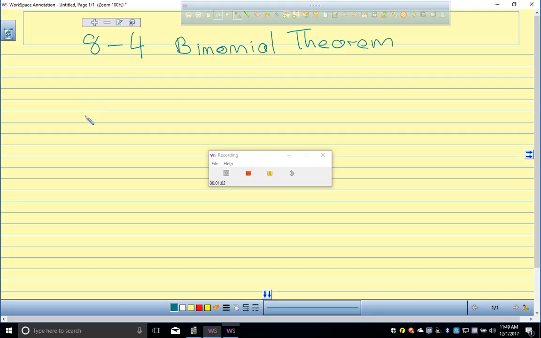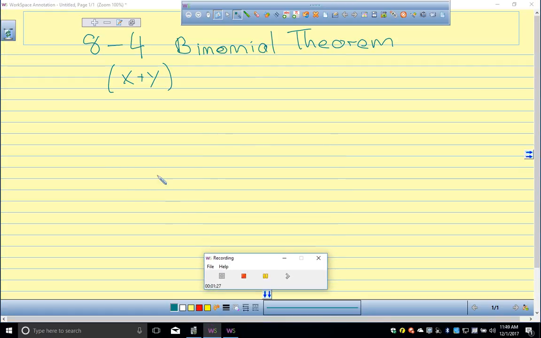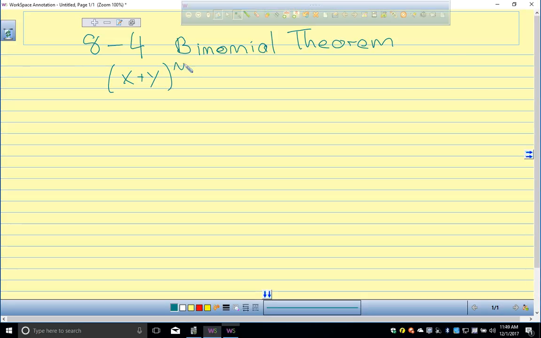So the binomial theorem is a way to expand binomial expressions. It looks really ugly, but this is why I don't like to use the board. If you have something like this, x plus y to the n, okay.